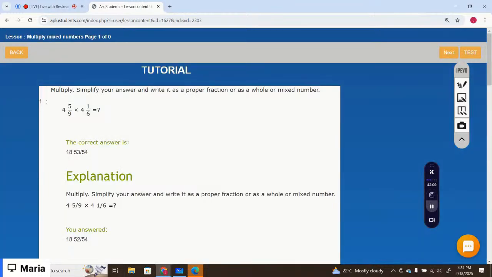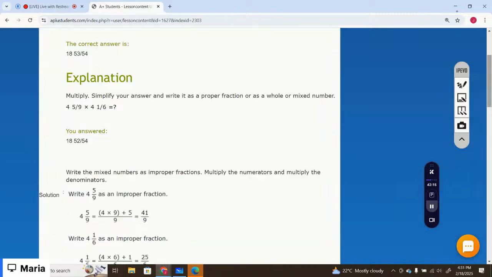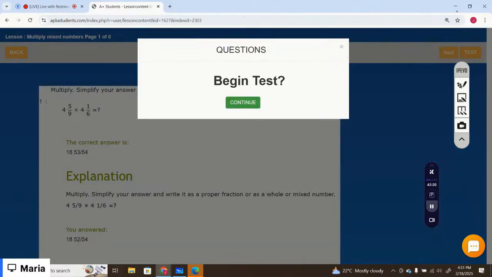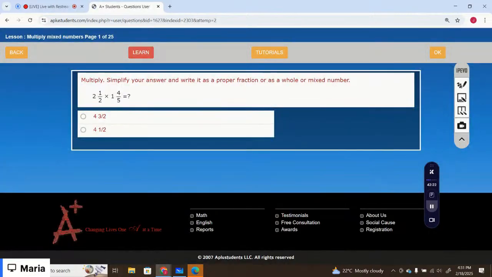So now we are given the mixed numbers that are 4 whole 5 by 9 times 4 whole 1 by 6. So how do we multiply? The first thing is we have to convert them to improper fractions. I'm going to start with the test question. You can have a look at the tutorial by yourself later today.